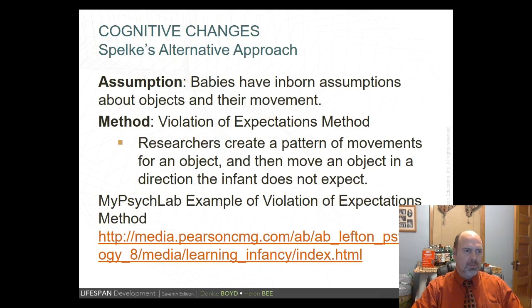Spelke's alternative approach, his assumption was that babies have inborn assumptions about objects and their movement. And again, you can watch the video of this, what's called the violation of expectations method, where they create a pattern of movements for an object and then move an object in a direction that the infant does not expect. And what's interesting is when an object moves in a way that goes against what the baby expects, the baby notices. So that was Spelke's violation of expectations method.